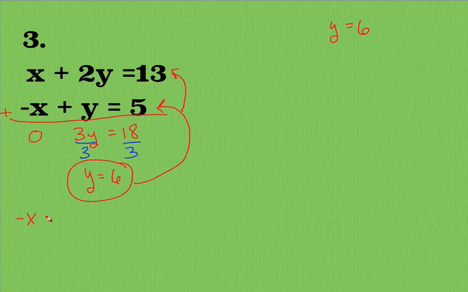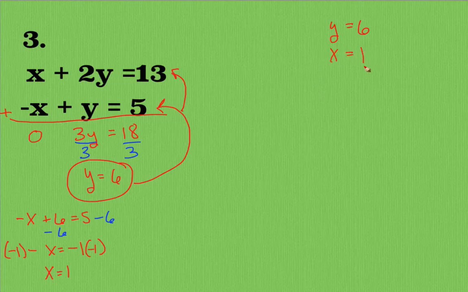Negative x plus 6 equals 5. Okay, so I want to get rid of my 6, leaving me with the new equation of negative x equals negative 1. And of course I have a negative sign here, so let's multiply by another negative to get it positive. So that leaves me with x equals positive 1. So there it is. There's my coordinate point. It's 1, 6. So if I were to graph this out, I would find that these lines intersect at 1 and 6.